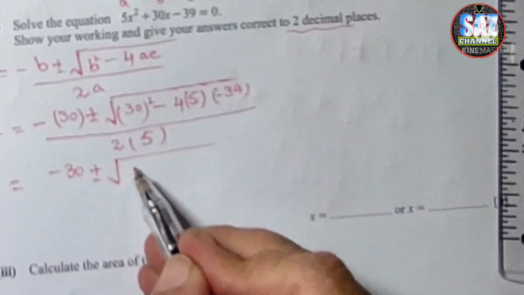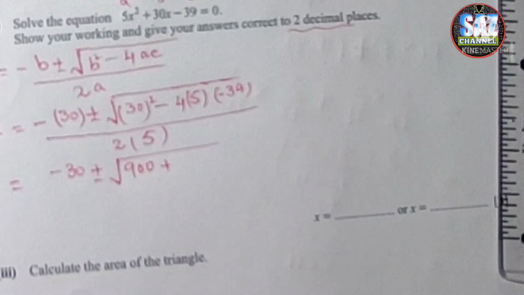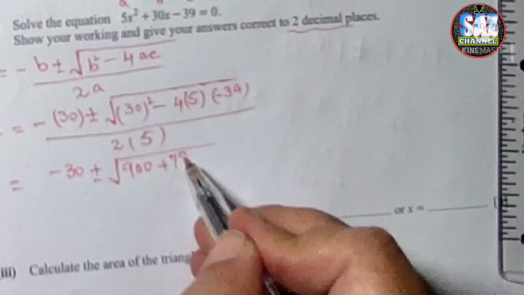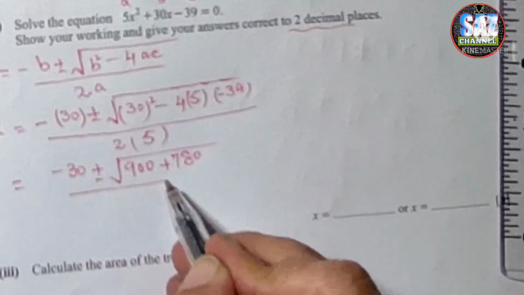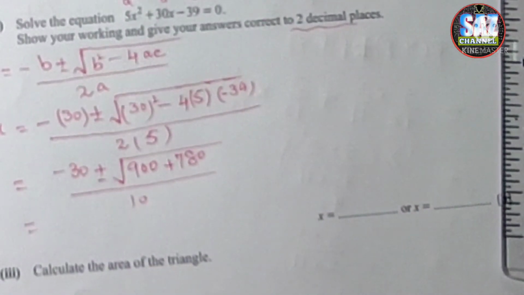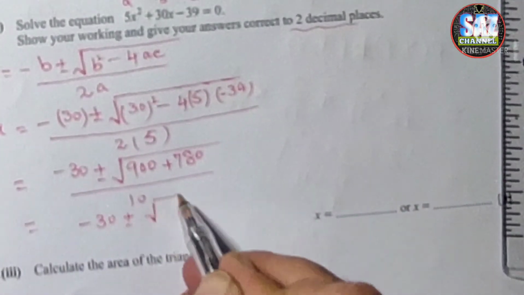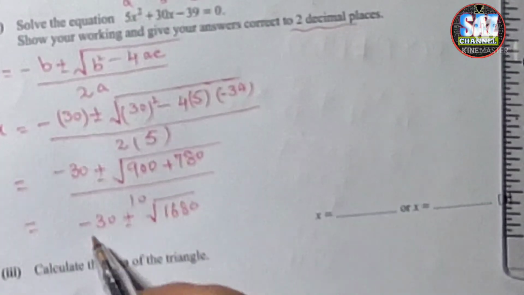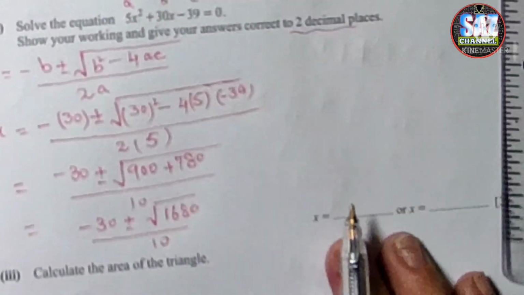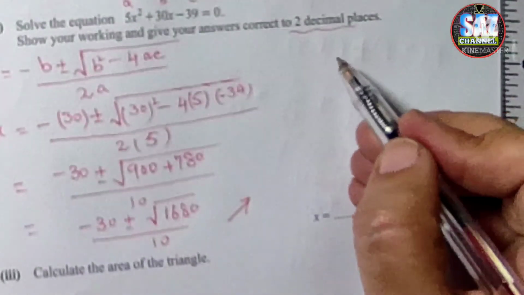and 30 square is 900. As this is paper 2, you can use the calculator. So 39 multiplied by 5 multiplied by 4 gives me 780, upon 10. Okay, now what we have to do is 780 plus 900, and this gives me 1680, minus 30 plus minus the square root of 1680 divided by 10. And let me go up so that I can utilize the proper space.